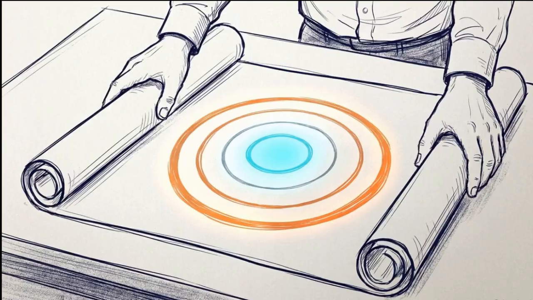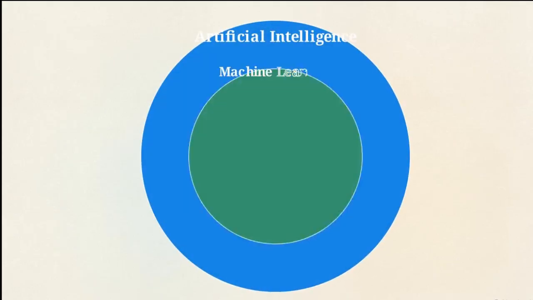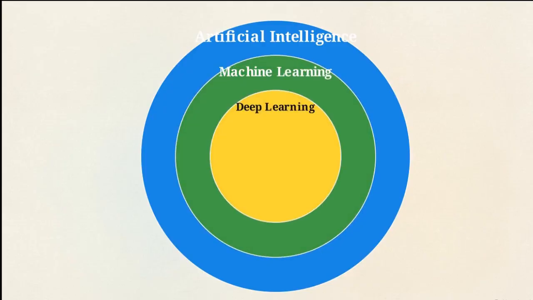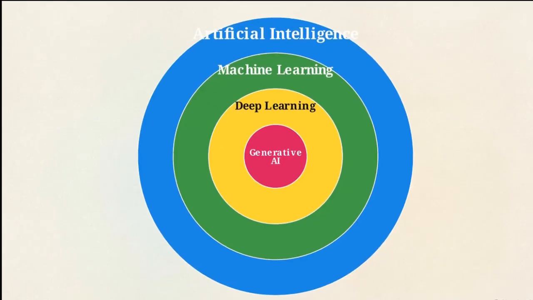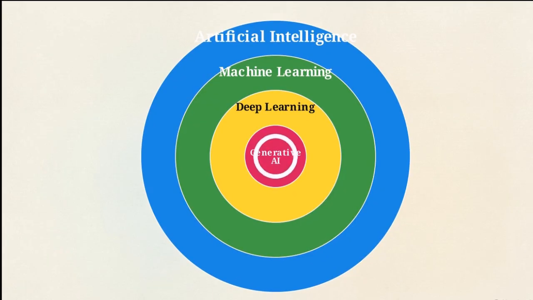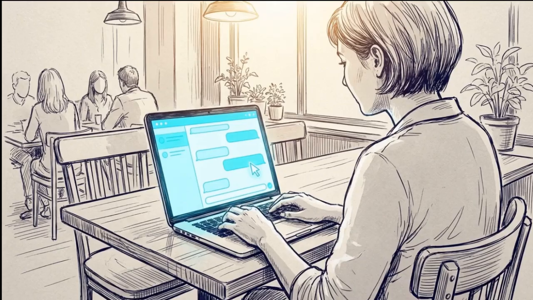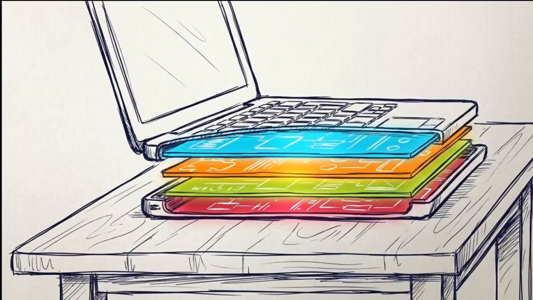So let's look at the full map. We have artificial intelligence, machine learning, deep learning, and generative AI. These aren't four competing technologies fighting for dominance. They are a nested evolution of intelligence, acting as a unified system. When you sit down to use an advanced chatbot or a modern digital tool today, you are actually relying on all four of these nested layers simultaneously.